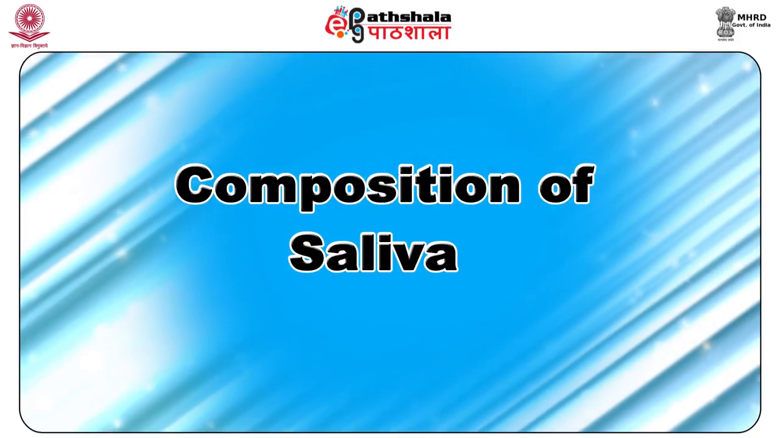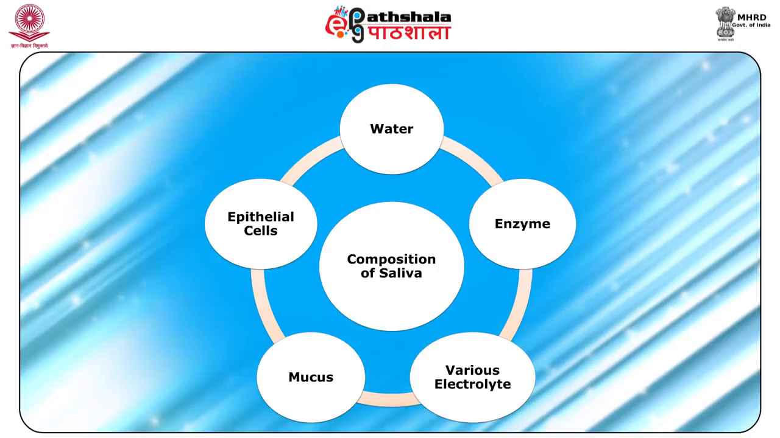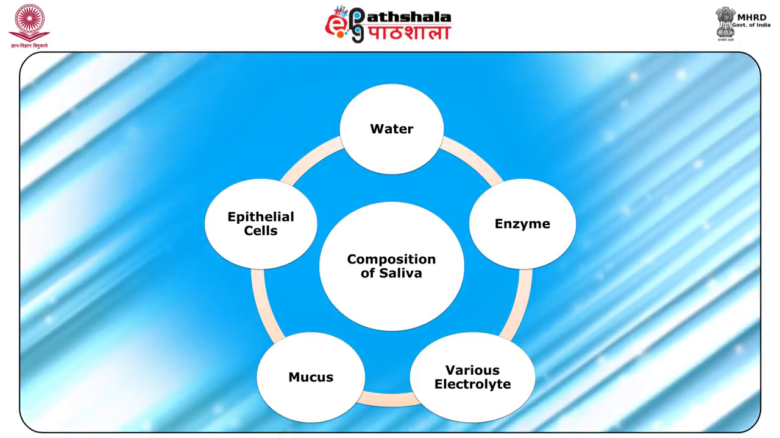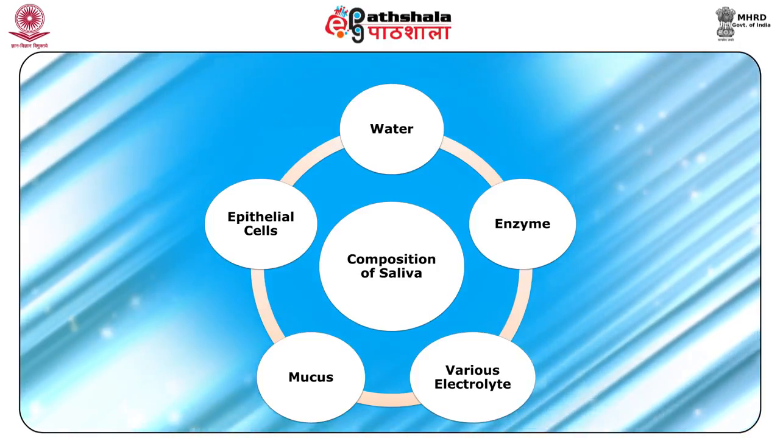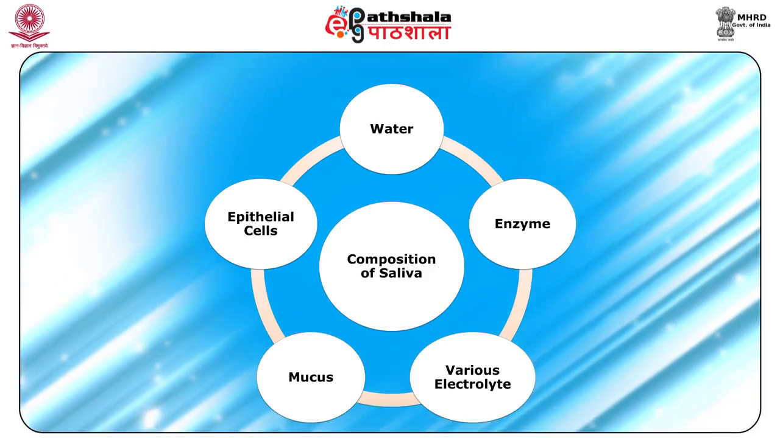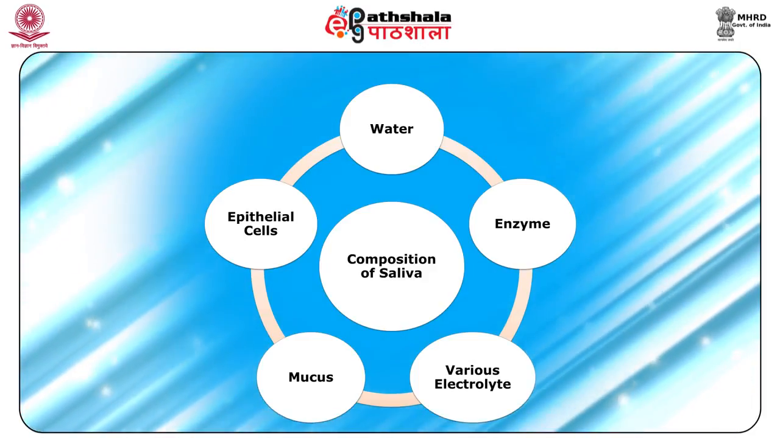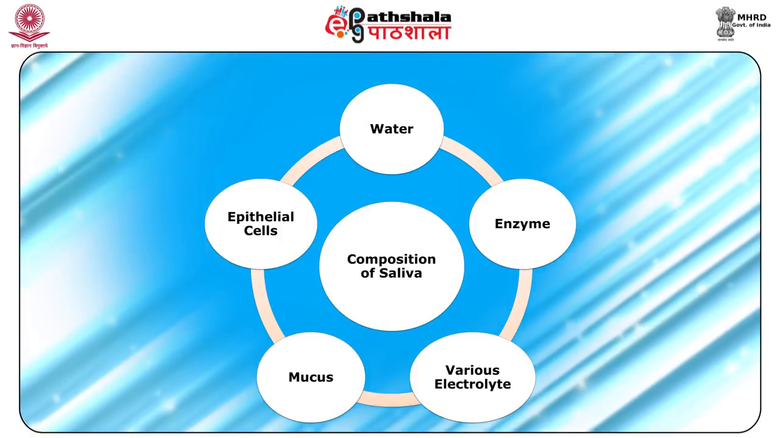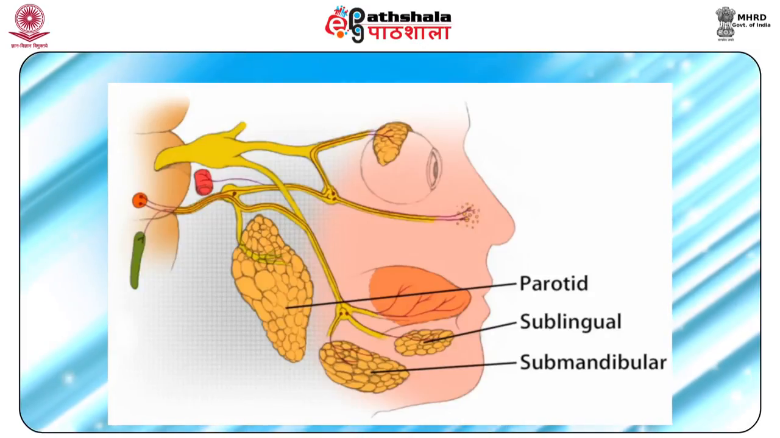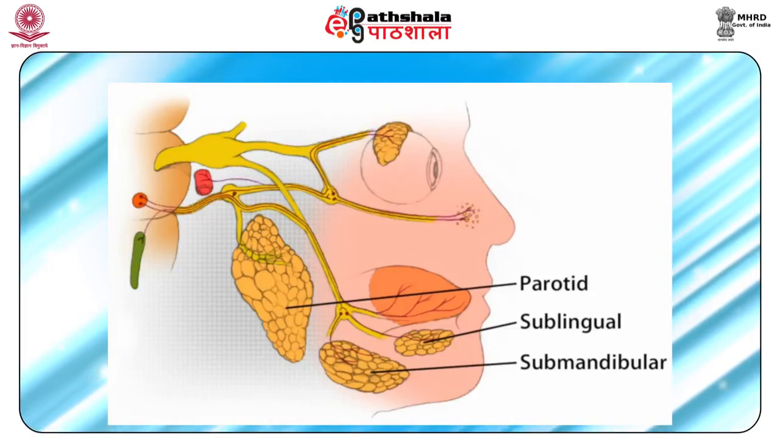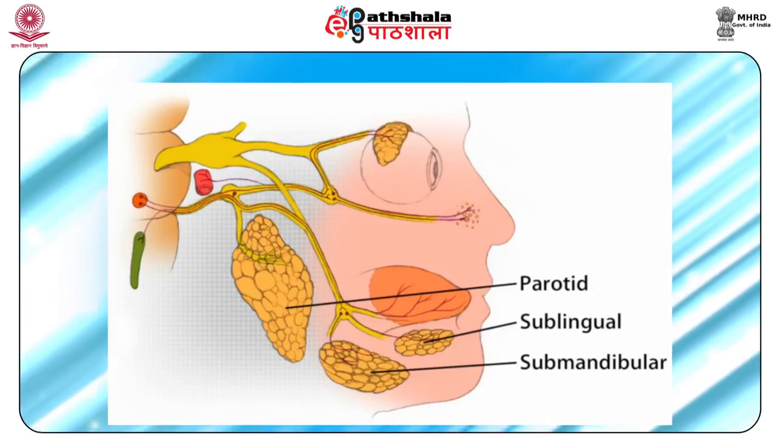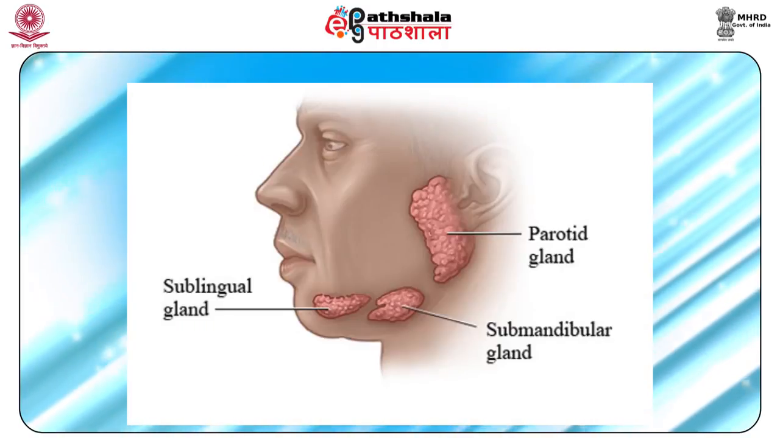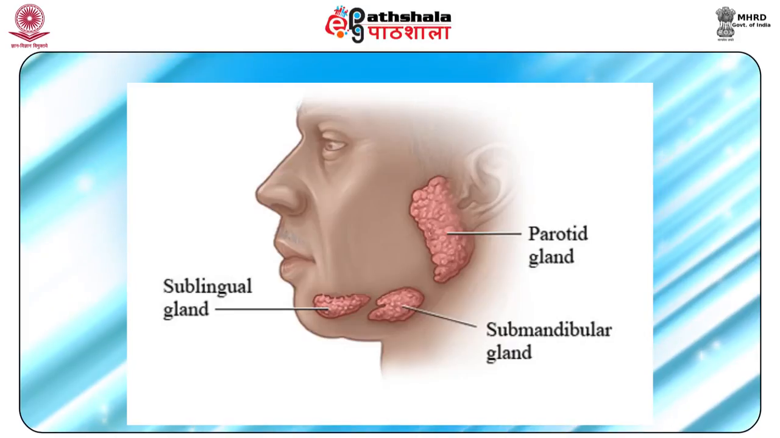Next, we have the composition of saliva. Human saliva is 99.5% water, while the other 0.5% consists of electrolytes, mucus, glycoproteins, enzymes, and antibacterial compounds. Saliva is a combination of secretions by three salivary glands known as the parotid, the sublingual, and the submaxillary. The given image shows the three salivary glands of a human being.